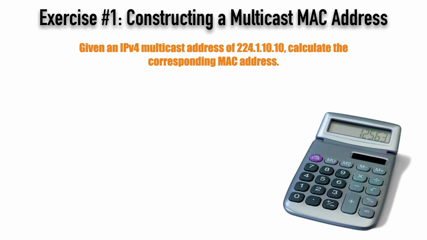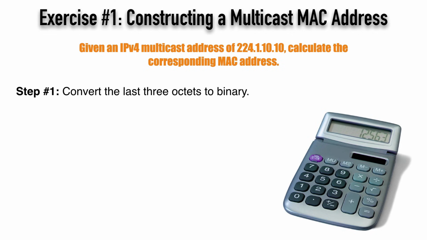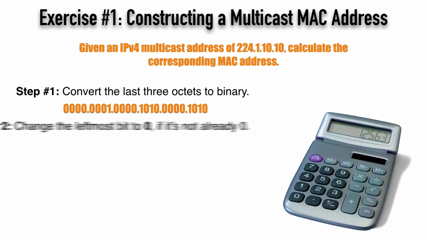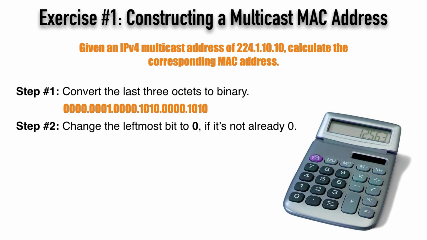Let me show you how to do this conversion. Let's say we've got an IP version 4 multicast address of 224.1.10.10, and we want to calculate the corresponding MAC address. Step 1 is to take the last 3 octets and convert those into binary. That's what I've done here. This is the binary representation of the last 3 octets. And if the leftmost bit is not already set to a 0, we should set it to a 0. In this case it is, so we have the same binary string we had back in step 1.